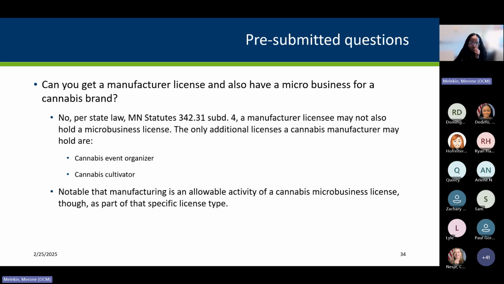Our next question is, can you get a manufacturer license and also have a micro business for a cannabis brand? And the response here is no. Per state law, Minnesota statutes 342.31, a manufacturer licensee may not also hold a micro business license. The only additional licenses a manufacturer may hold are the cannabis event organizer license and the cannabis cultivator license. Notable that manufacturing is an allowable activity of a cannabis micro business license, though, as part of that specific license type.